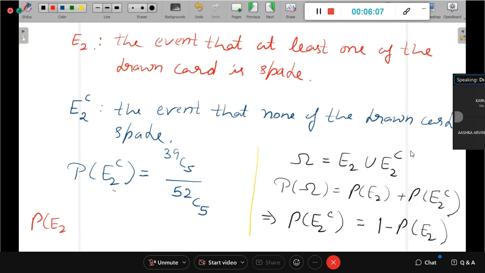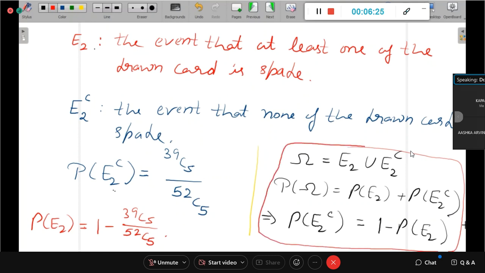So rather than handling these 5 cases, I can handle it with this very simple one. The answer is 1 minus 39C5 divided by 52C5. That's going to be the final answer.